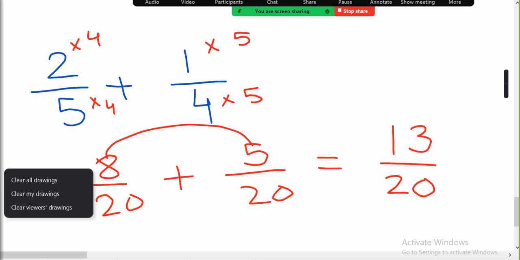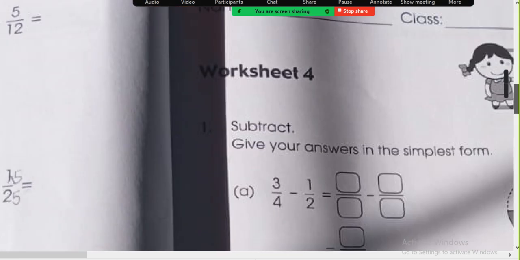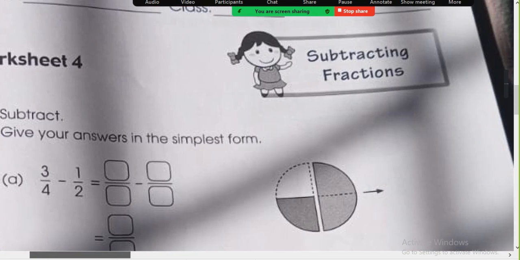Okay, now I have a worksheet to solve. Let's go to the worksheet. It's here.